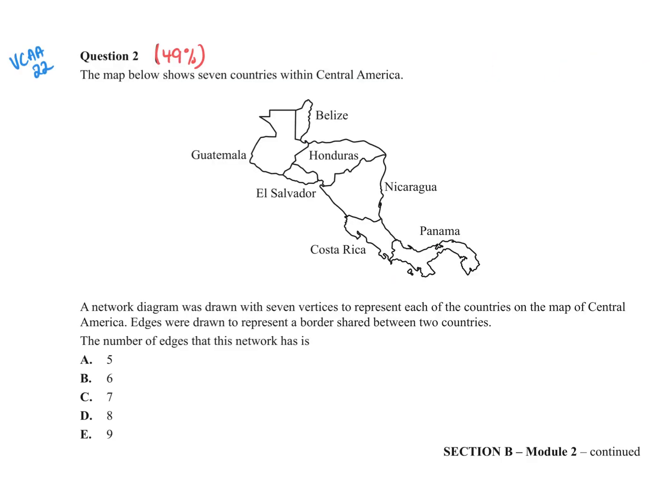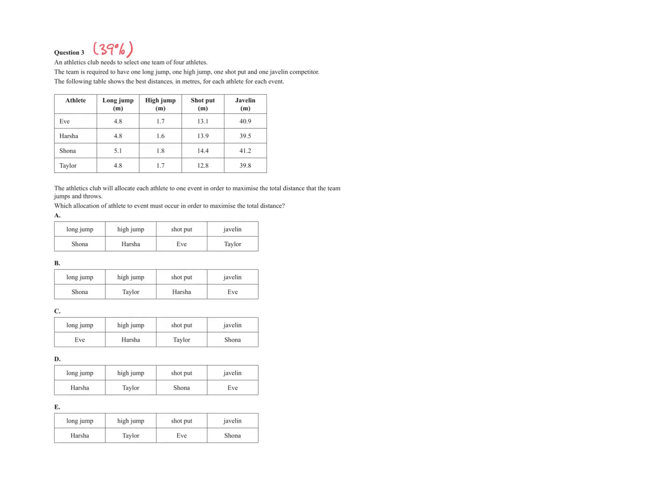So this is now exam questions. So the map below shows 7 countries within Central America. The network diagram was drawn with 7 vertices to represent the countries. Edges are drawn to represent the borders between the 2 countries. The number of edges in the network is... So it's probably handy if you do have a highlighter, because you just had to do the borders. So there's 1 border, 2 border, 3 border, 4, 5, 6, and 7. I just counted 7. Yeah? So if it's a border between a country, you just have to count it.